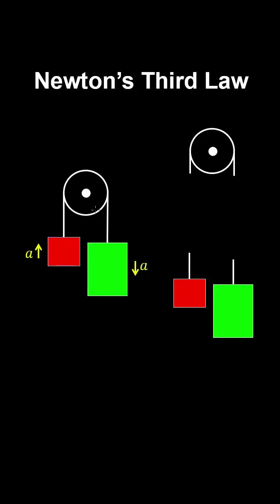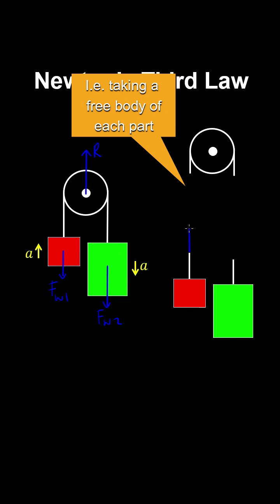Consider this Atwood machine. It's effectively a system of a massless cable and pulley and two masses. Taking a free body diagram of the entire system, we can draw the external forces acting on it, which will be the force of weight on each block. For this pulley to be fixed, it must have a reaction to prevent it from translating in the vertical direction.